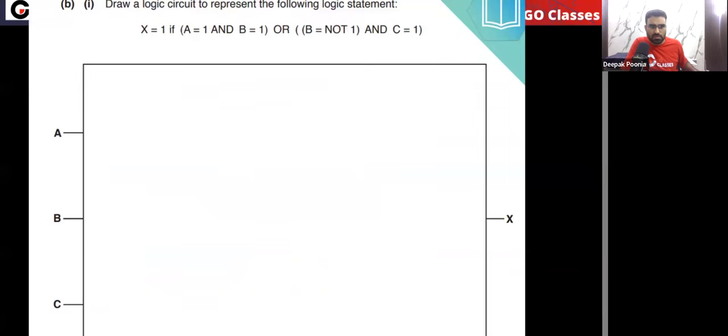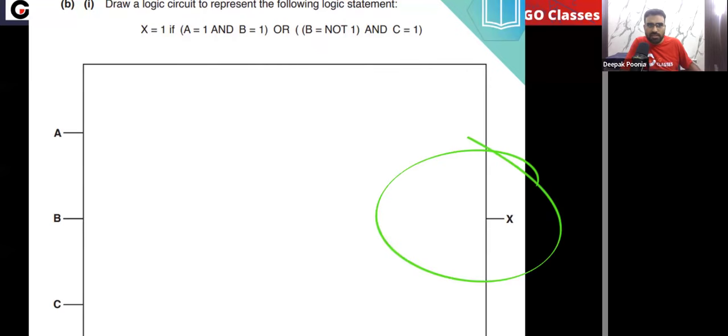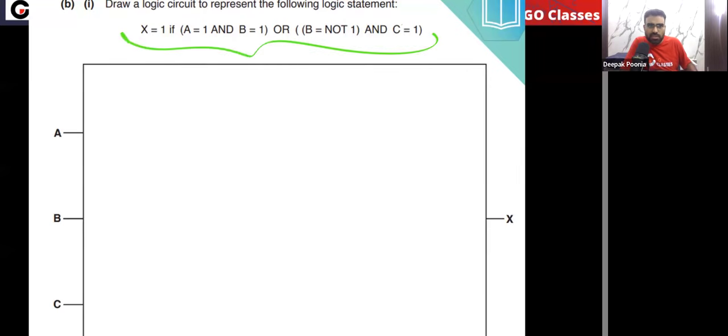Let's solve this question. This is an interesting question. We have this statement: X equal to 1 if this happens or this happens, and we need to create a logic circuit that will implement the expression X. We need to implement this boolean function X, and this is already given to you that X is equal to 1 if this happens or this happens.